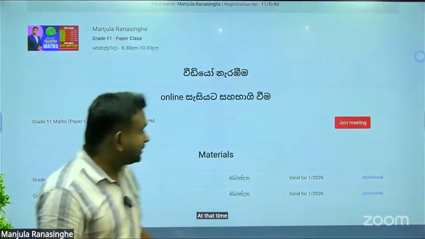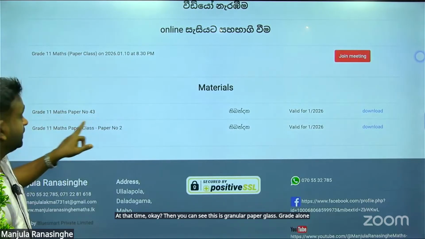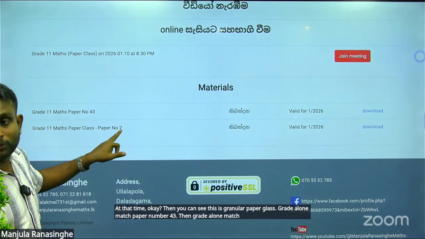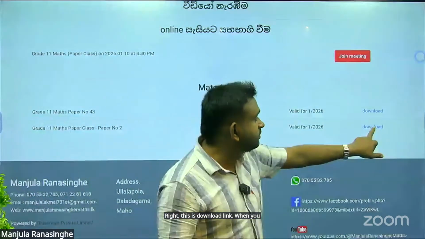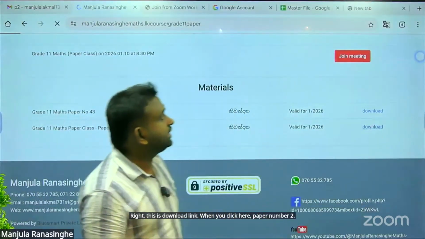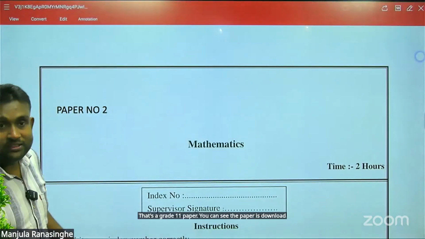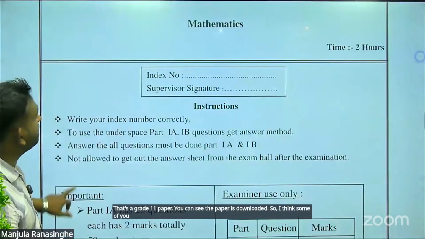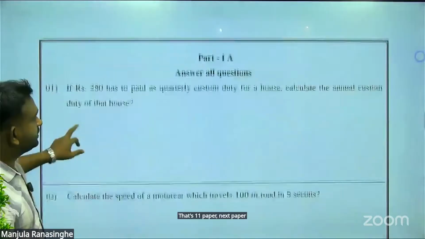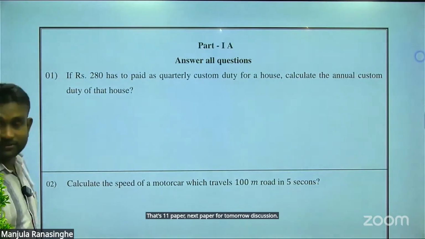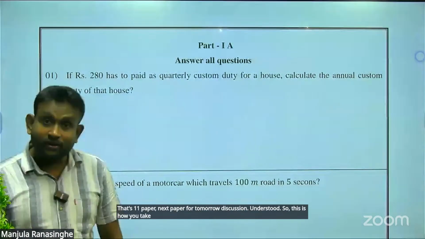Then you can see this is the grade 11 paper class, grade 11 maths paper number 1, then grade 11 maths paper number 2. This is the download link. When you click paper number 2, that's a grade 11 paper, the paper is downloaded. So I think some of you got this paper number 2. That's the 11 paper, the next paper for tomorrow's discussion. Understood? So this is how you take the papers and the class joining link.